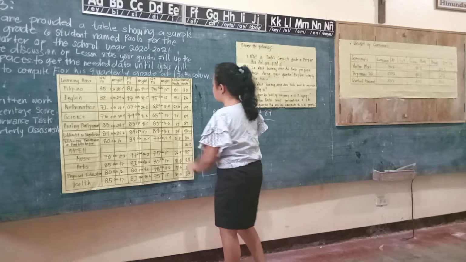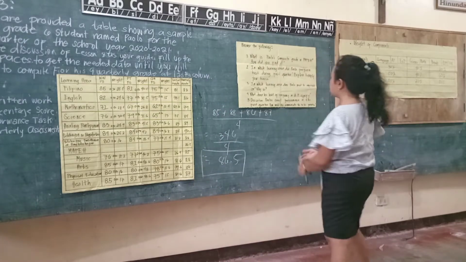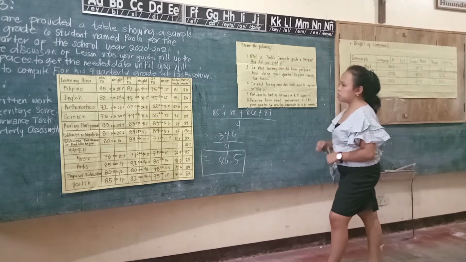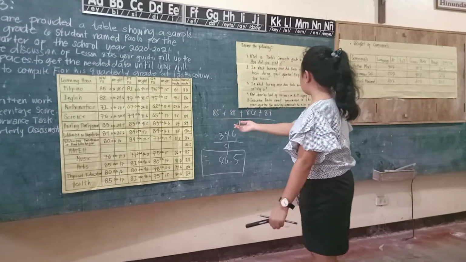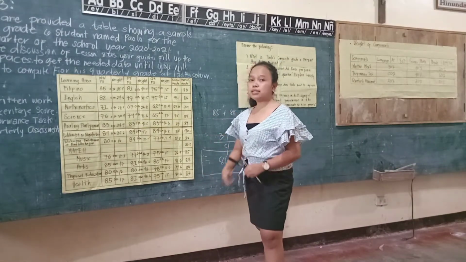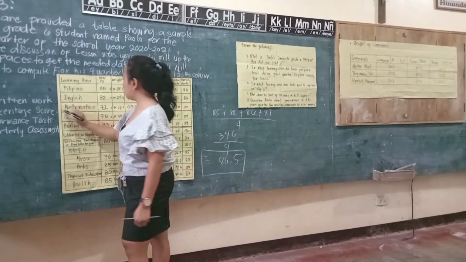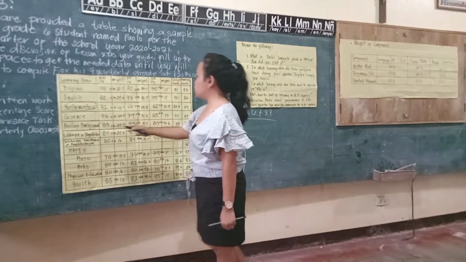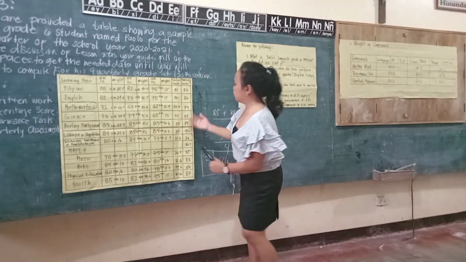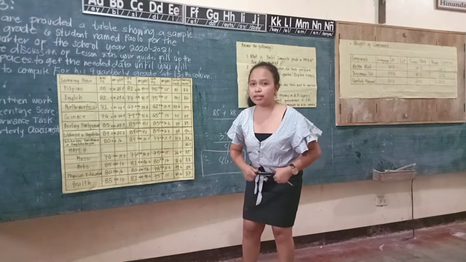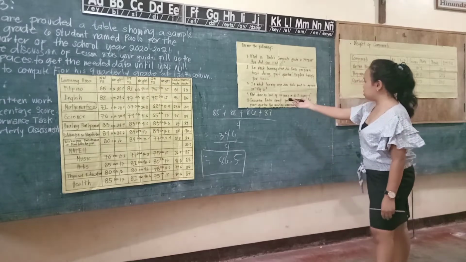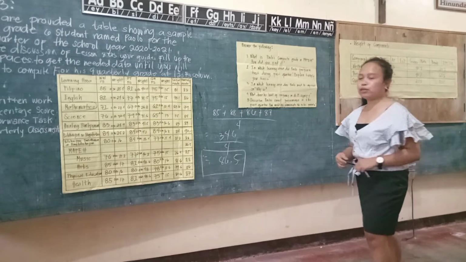So this is 90. Question number 3 is, in which learning area does Paulo need to improve on? Why so? The learning area that Paulo needs to improve on is the one with 79, which is the mathematics subject. He needs to improve in this subject because among all the quarterly grades, mathematics has Paulo's lowest grade.